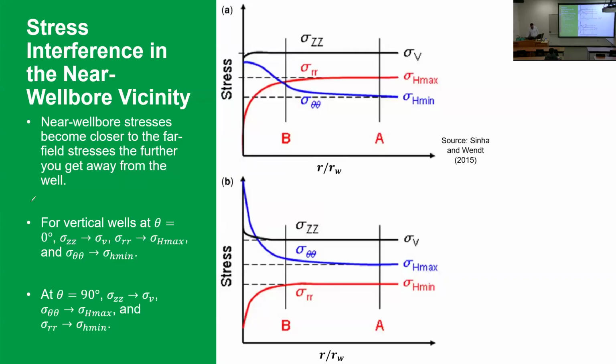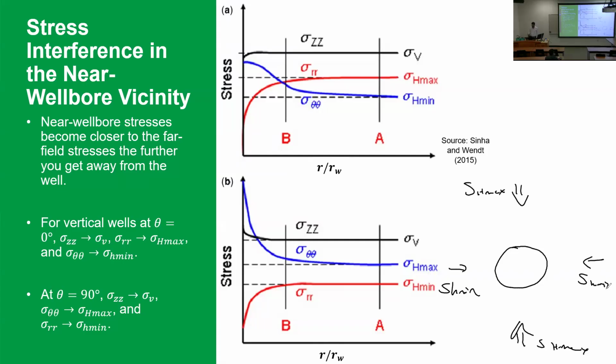Now, I was drawing a schematic when that person knocked on the door. This is the well, this is SH max, SH min, SH max, SH min. Okay, this is the well. This is 90 degrees, right?